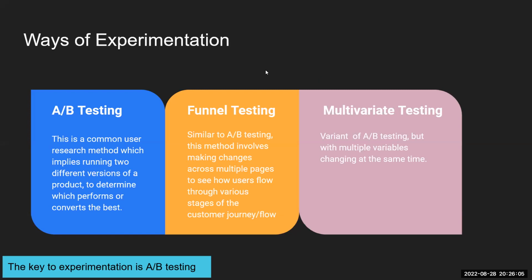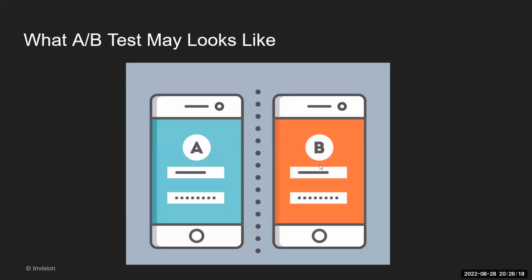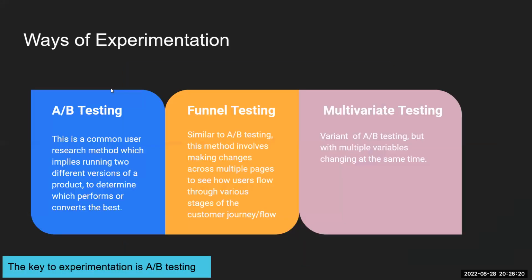Okay. Ways of experimentation, right? So we've talked about the reason why we need experiments. So how do we experiment? We have A/B testing. We have funnel testing. We have multivariate testing. Each of these types of testing has its own uniqueness, but they take their basis from the A/B testing. And that's why I said A/B testing forms the core part of product management.